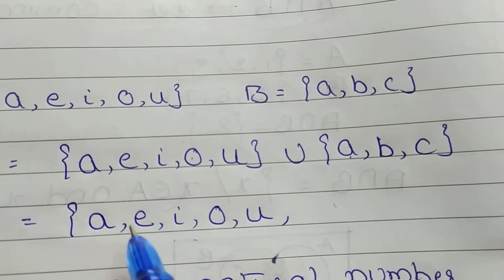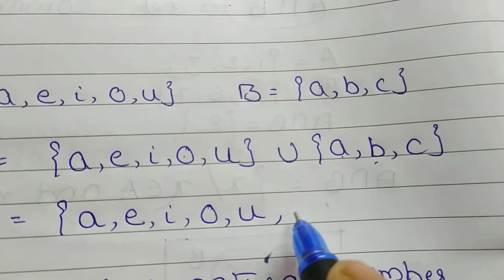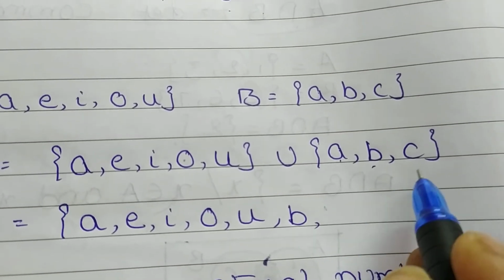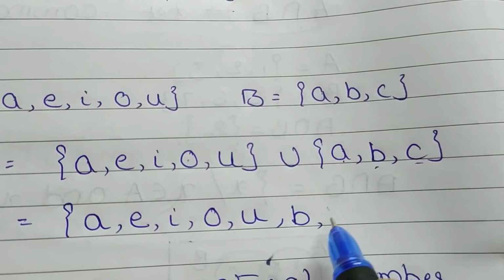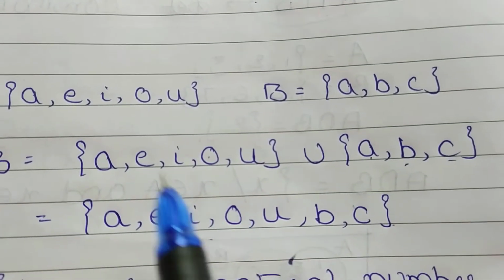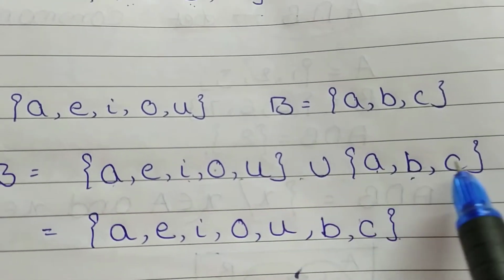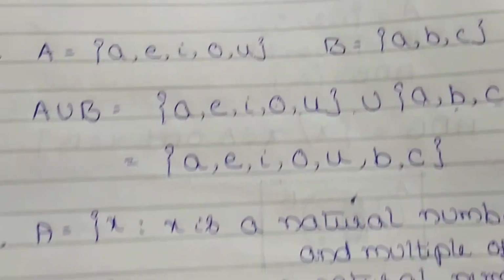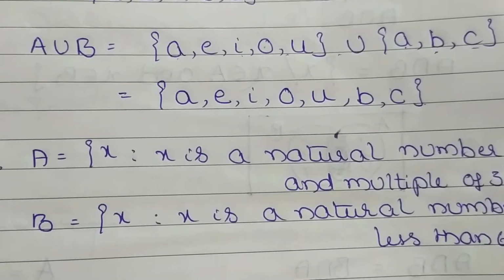If anything from the second set is repeating in the first set, we need not write it twice. So A is there, so no need to write. B is not there, so I should write that. C is also not there in the first set, so we will write it. All the different elements we will write down, all the elements of both the sets. If anything is repeating, no need to write.